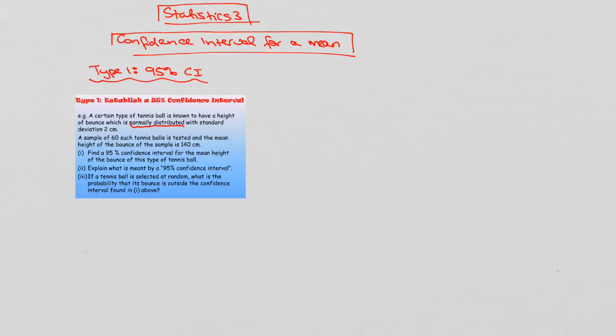So we have a sample of 60 such tennis balls. So that's our sample and our standard deviation. And we're told that the mean height of the bounce of the sample is 140 centimetres. So the first thing we want to do is find the 95% confidence interval for the mean height. Okay, so what is our 95% confidence interval for the mean? Well, it's the sample mean plus or minus the margin of error.